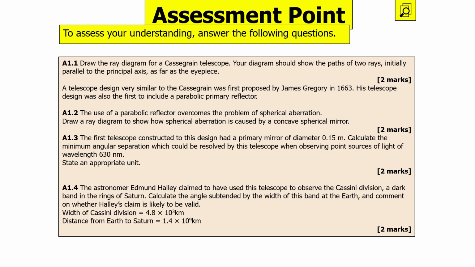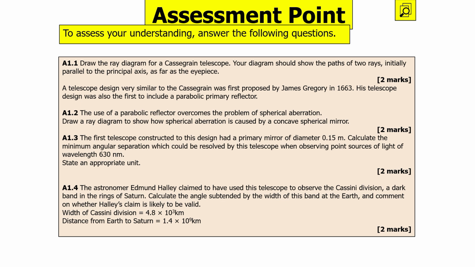Draw a diagram to show how spherical aberration is caused by a spherical mirror. Then the first telescope constructed to this design had a primary mirror of diameter 0.15 meters. Calculate the minimum angular separation which could be resolved by this telescope when observing point sources of light of wavelength 630 nanometers and state an appropriate unit.